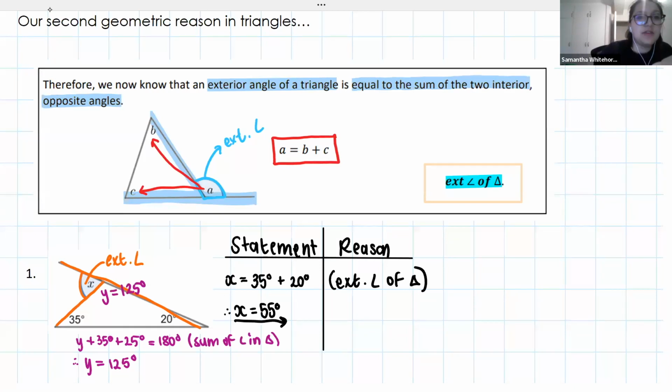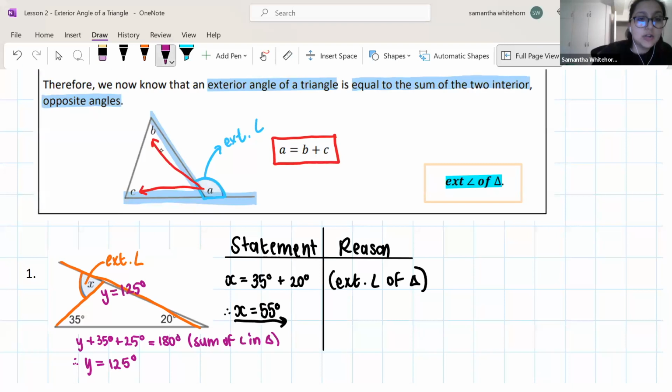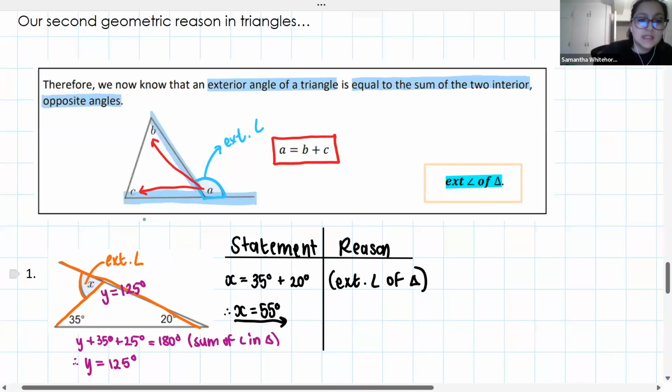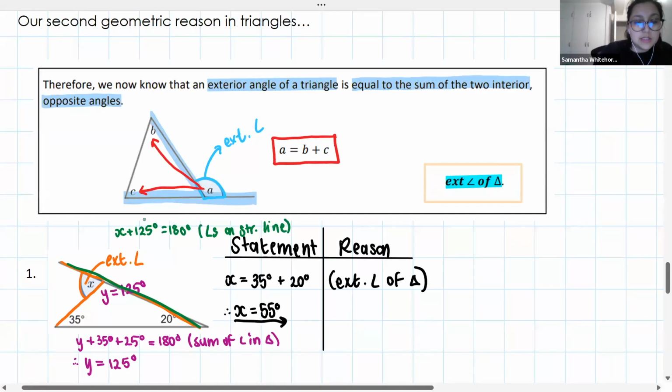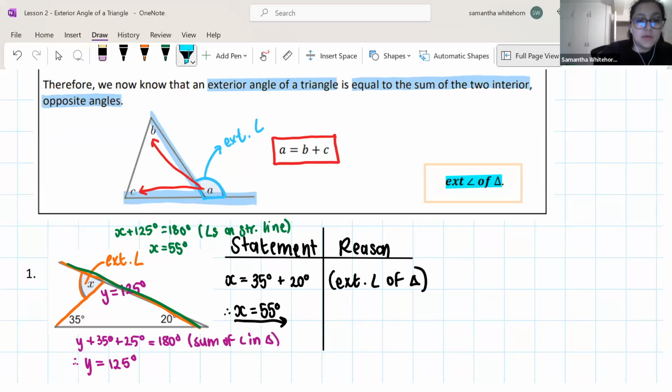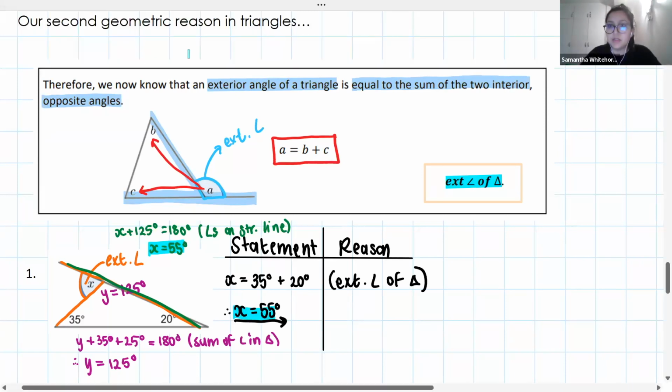Once I have that value, I could now go and find X by using angles on a straight line. So X plus 125 must equal 180 because of angles on a straight line. Again, using my inverse operations and saying 180 minus 125, I get that X is equal to 55 degrees. What I want you to notice is the fact that in both cases, you got 55 degrees, right?